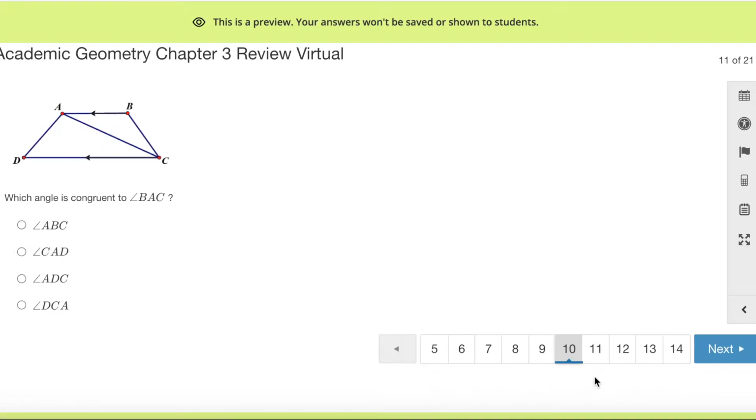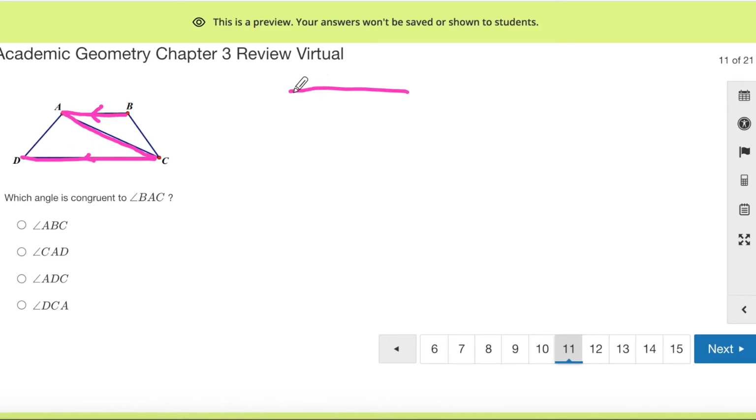Problem number 11. Which angle is congruent to angle BAC? All right, let's take a look at this. BAC is right here, but they're also saying the top line and the bottom line are parallel. So let me finish that off.